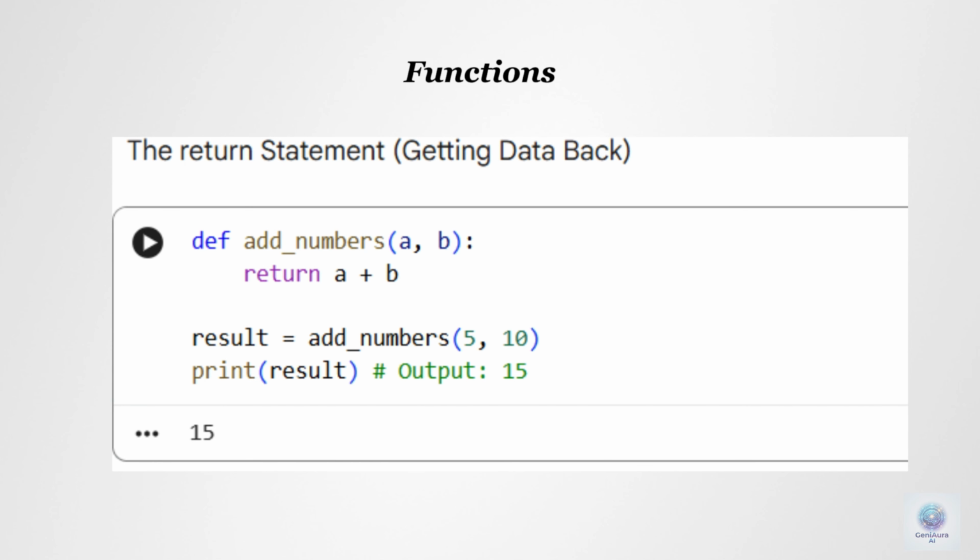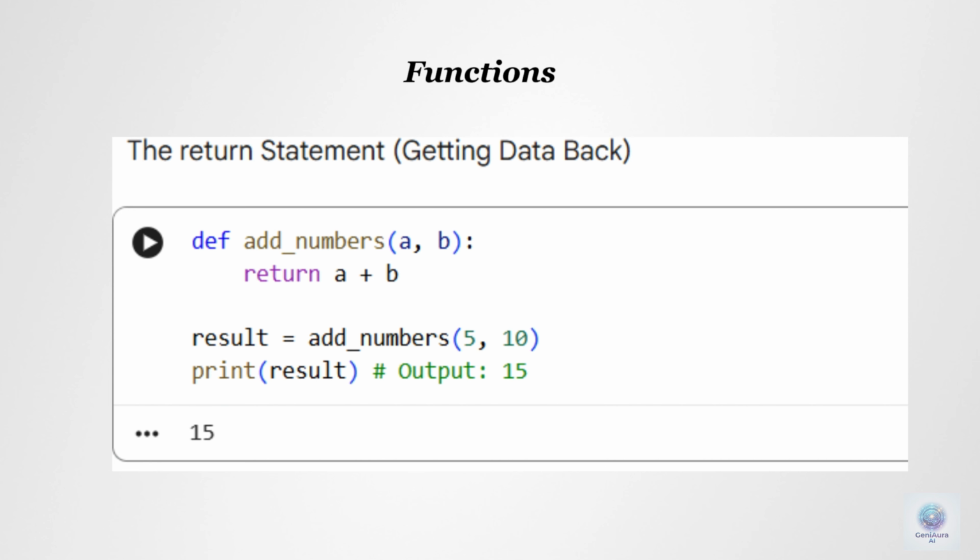Instead of just displaying a value on the screen, return sends that value back to the line of code that called the function. Look at this add_numbers function. It takes two parameters, a and b. Inside, we use the return keyword followed by the sum. When we call add_numbers(5, 10), the function calculates 15 and literally becomes that value.